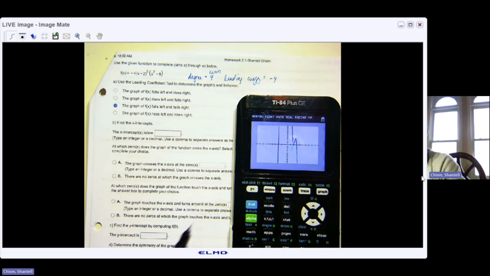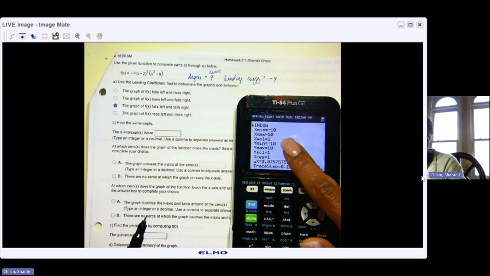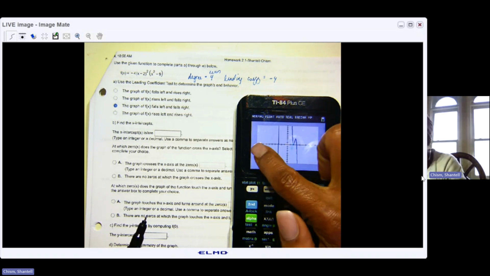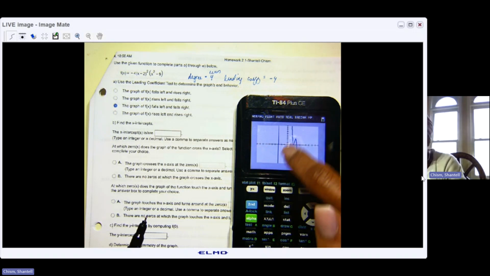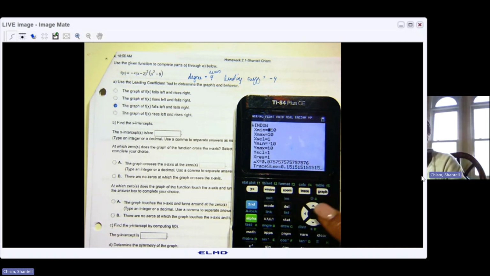I suggest maybe going for maybe 25 by 25. So let's adjust our window and see if that helps. Right now, actually the X is fine because the X is a 10 by 10. But the Y is what I'm not really getting a very good picture of. I'm seeing quite a bit of the graph, but I'd like to see more. So I'm going to adjust my window.